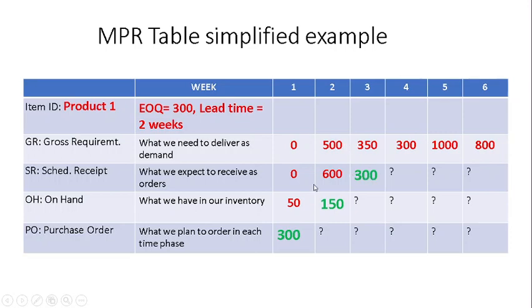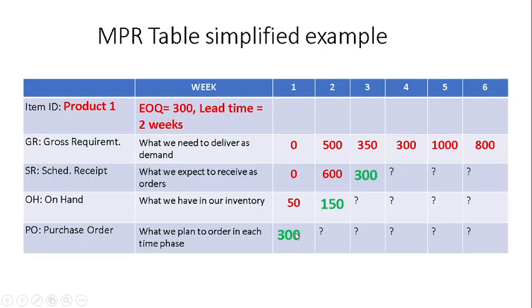So I have to go back here in my first week and say that I will have to place one order. But as I said before, the economic order quantity is equal to 300, so my order has to be at least 300 units. So I fill the cell here with my order 2 weeks ago, and I'm expecting this to be delivered 2 weeks after.